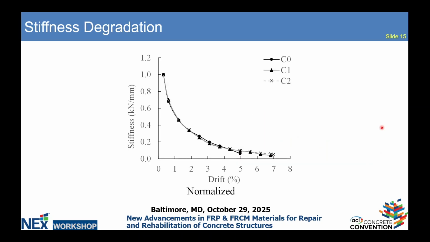Here, this figure showed the normalized stiffness. We're trying to see the stiffness degradation here. Of course, the FRCM layer provided extra stiffness. It was higher, but if you take the initial stiffness and divide it by all the stiffness readings, we normalize it. You can see that all of them start at 1 and then drop afterwards. You could see that the FRCM system did not really affect the trend of the degradation of the stiffness.